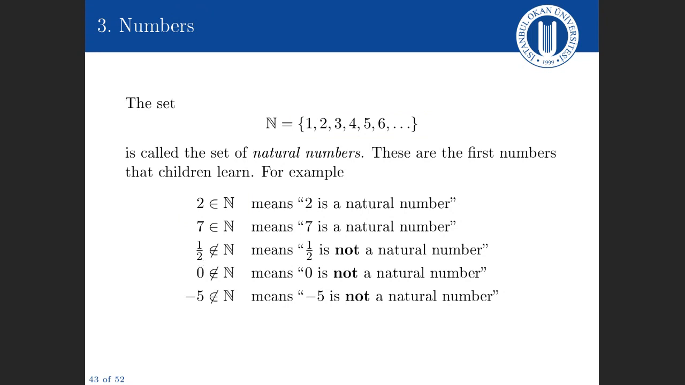For most people in the world, and there's some disagreement about this, 0 is not a natural number. There is a minority of mathematicians who think that 0 should be a natural number, but most of us agree that 0 is not a natural number. It makes more sense to start counting at 1. And negative numbers such as -5 are not natural numbers.